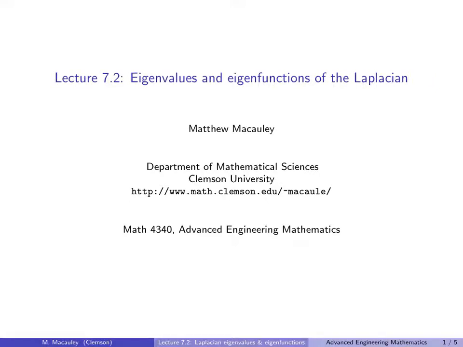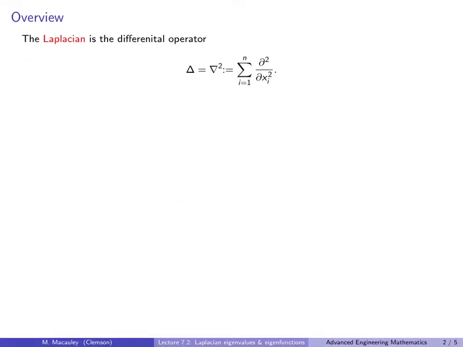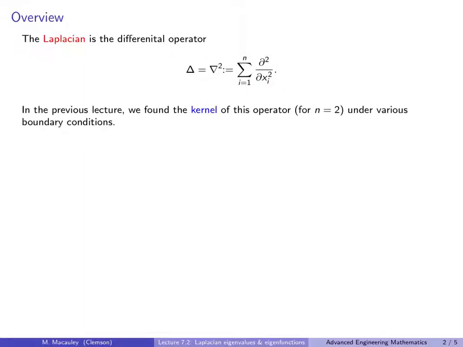Welcome to Lecture 7.2, Eigenvalues and Eigenfunctions of the Laplacian. Recall that the Laplacian is the differential operator, sometimes denoted as a triangle, other times as del squared if you're in Cartesian coordinates, which is the sum of the second spatial derivatives. In the previous lecture, we found the kernel of this operator, specifically for n equals 2, under various boundary conditions.